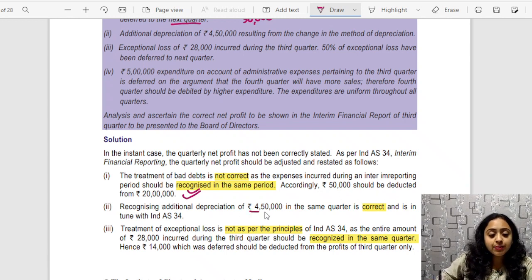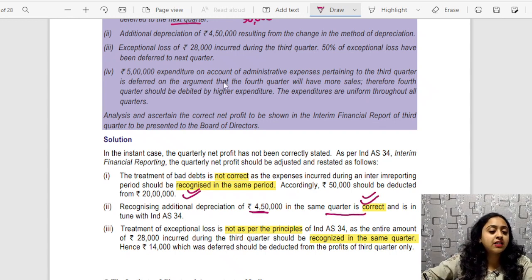Next, additional depreciation, same quarter. It is correct. There is an additional depreciation. It is charged to P&L. It is correct. No deferment, no anticipation, which is as per Ind AS 34. It is in line with Ind AS 34 and that's why correct.